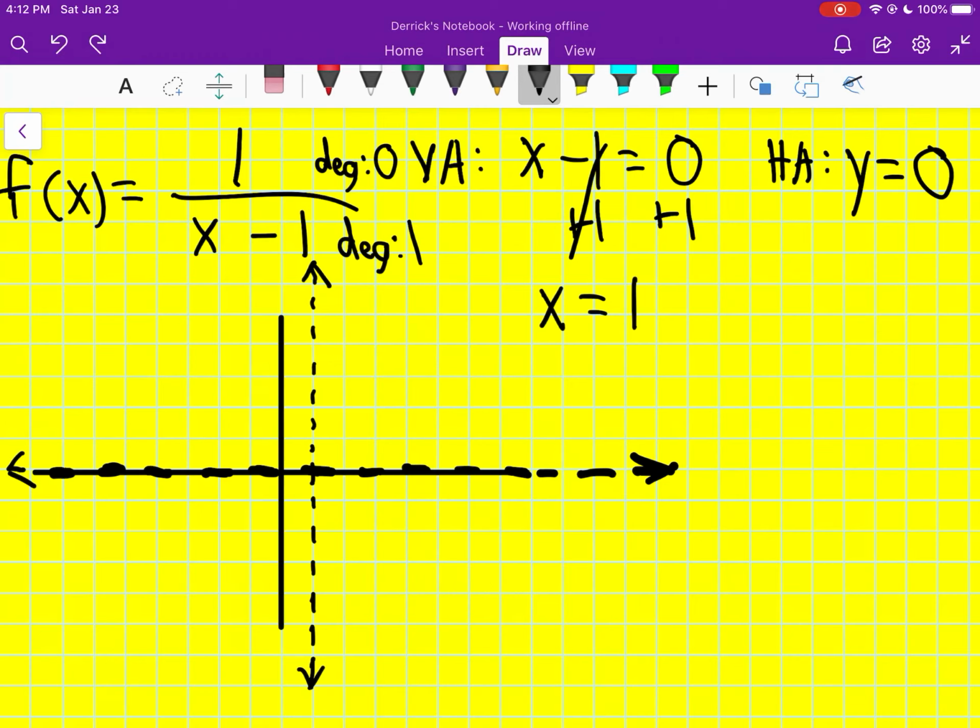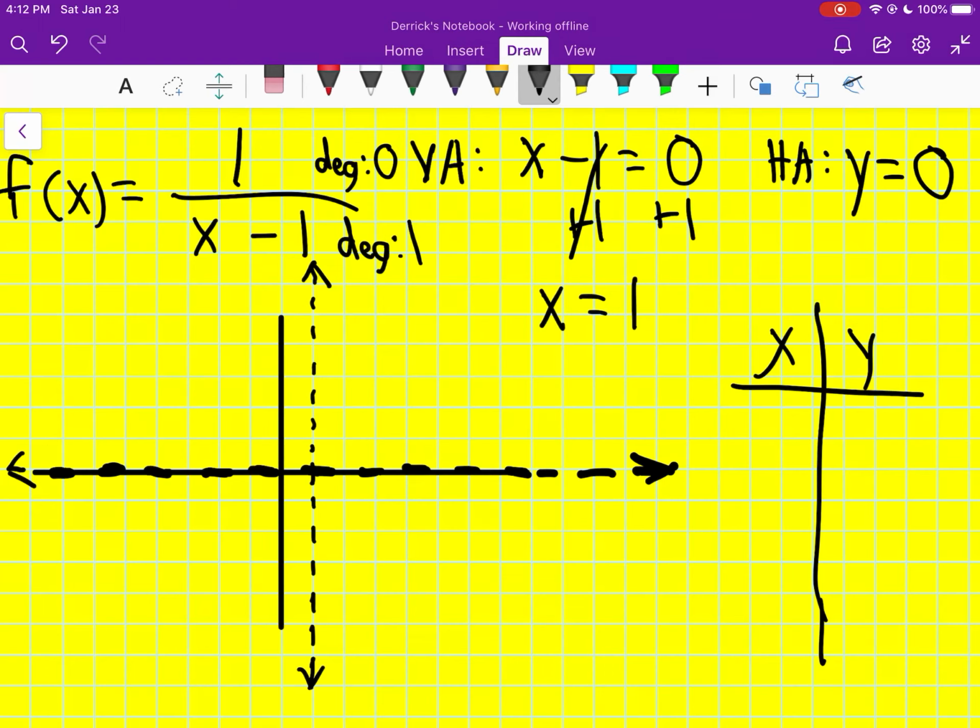But while we can make some logical conclusions off of just that type of information, in the end, the only way we're going to know for sure is if we just make ourselves an XY table and plug in some points to figure it out. I would like to figure out what the left side of the graph is going to look like first.